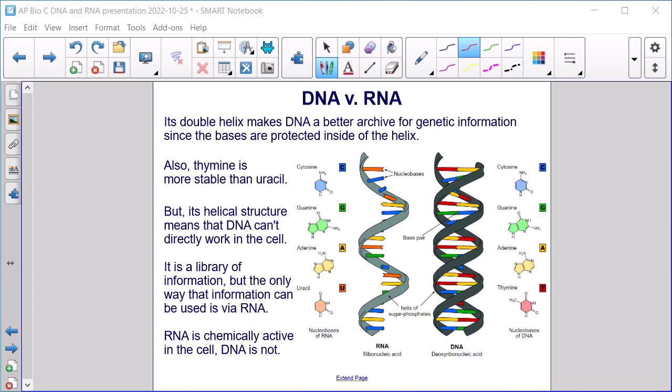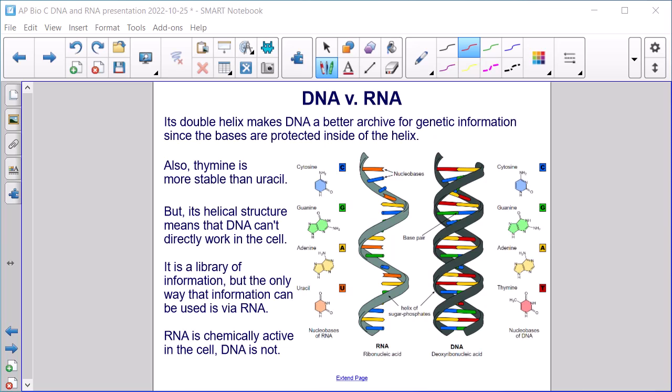DNA versus RNA. Its double helix makes DNA a better archive for genetic information since the bases are protected inside of the helix. Also, thymine is more stable than uracil. But its helical structure means that DNA can't directly work in the cell. It is a library of information, but the only way that information can be used is via RNA.